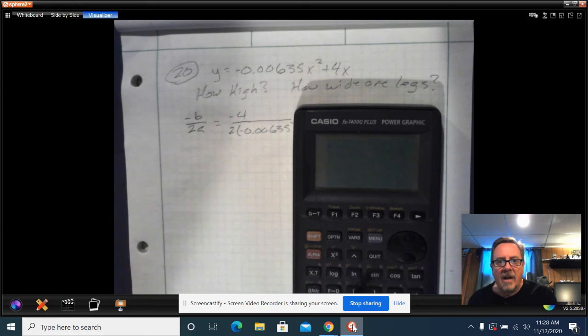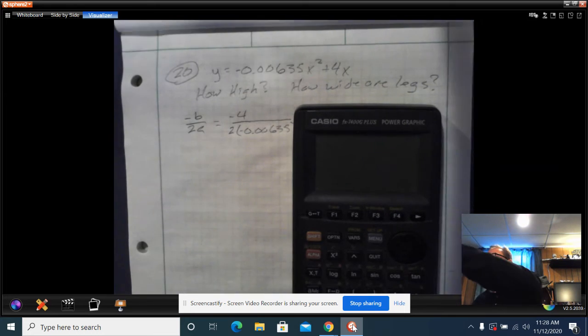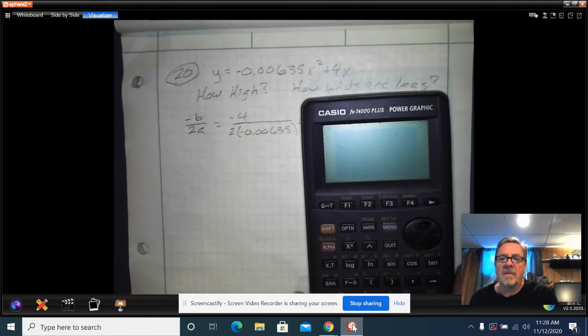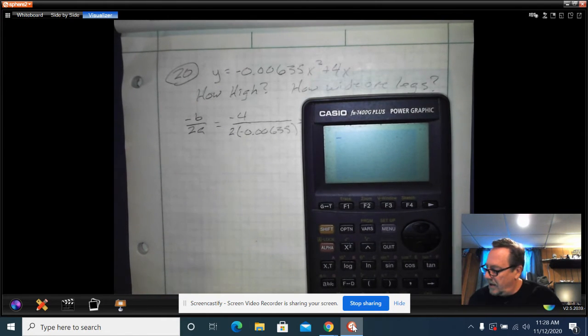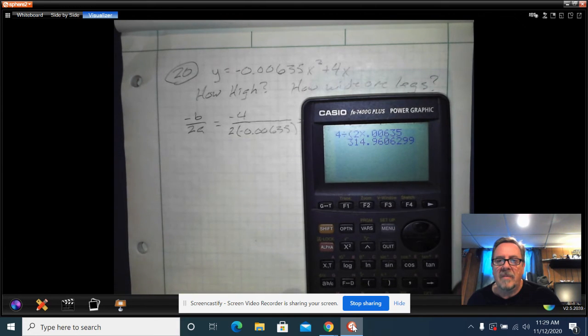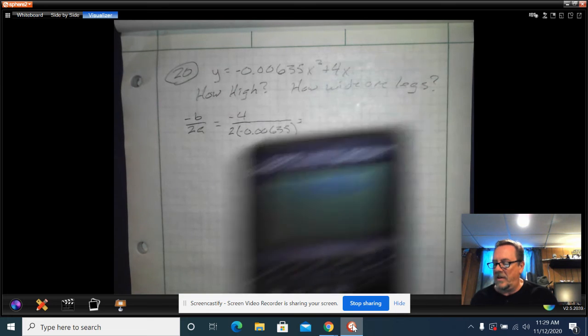Hold on, I don't know if you can see that. I can turn this on, but it's going to be glary. So I'm going to do 4 divided by 2 times 0.00635. That gives 314.96.